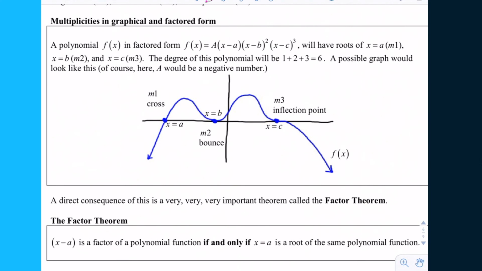Here's a nice summary of what you're going to be responsible for. You're going to have to make the connection between the graph and the equation. So let's say you have a polynomial f of x and it's in fully factored form.